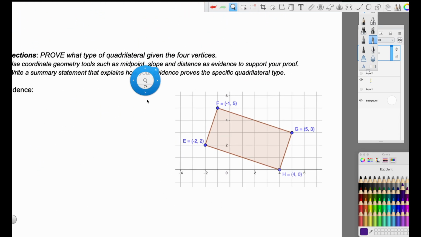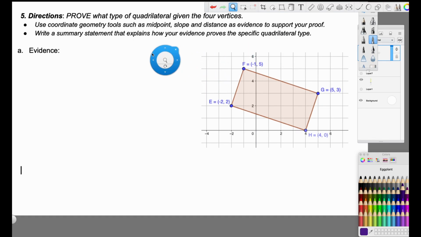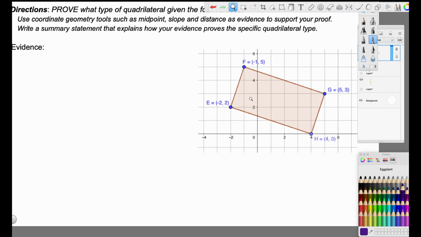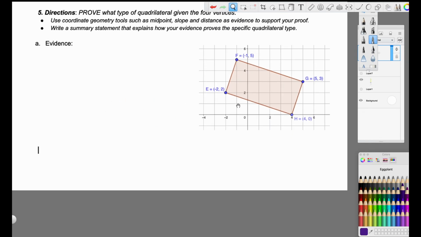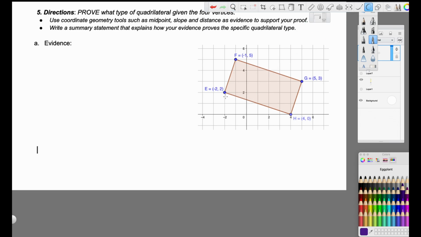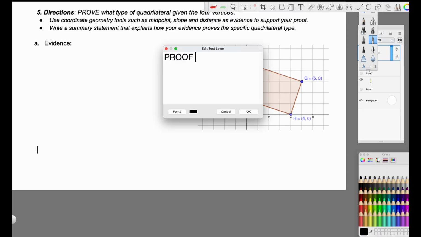Let's just do this last one right here. I'm going to try to prove what type of quadrilateral I have here for E, F, G, H, and I need to be able to prove it. Okay. So one thing I see, it looks like a rectangle. Now I can't just say it's a rectangle because that's what it looks like. But we know that a rectangle is a parallelogram with all 90-degree angles, right? So why don't we see if we can prove it.